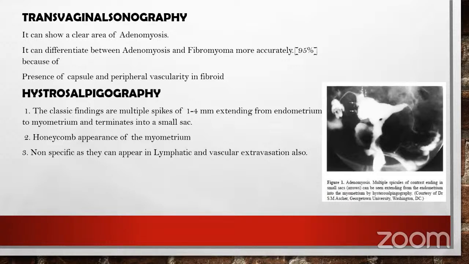Hysterosalpingography. The classic findings are multiple spikes of 1 to 4 millimeter extending from endometrium to the myometrium and terminating into a small sac. Honeycomb appearance of the myometrium. Non-specific, as they can appear in lymphatic and vascular extravasation. So it is not in very much use in clinical practice.